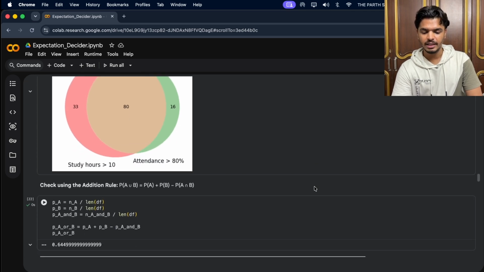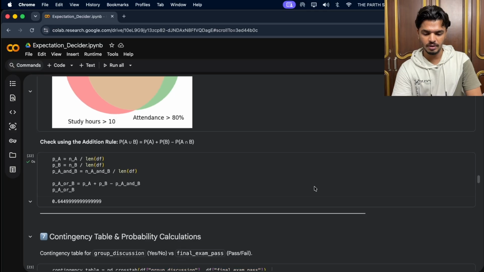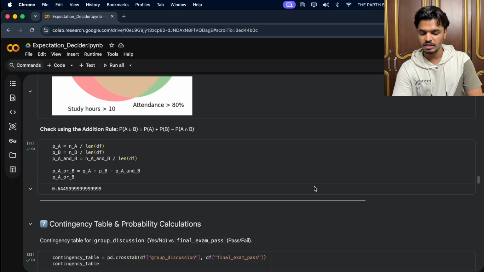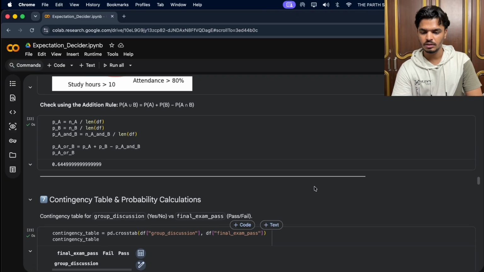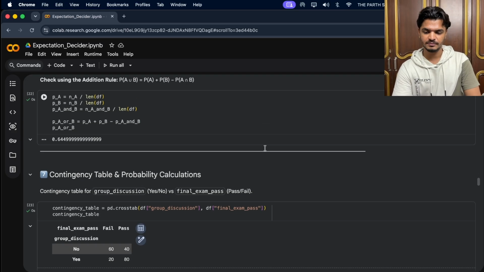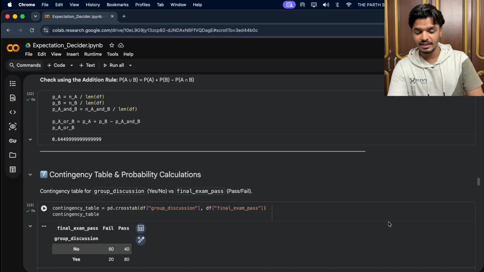I then double check everything using the addition rule of probability, which confirms about 129 students. 129 students, nearly 65%, fall into at least one of these two groups. So question 5 needs a contingency table.